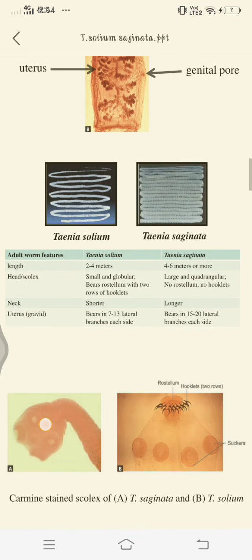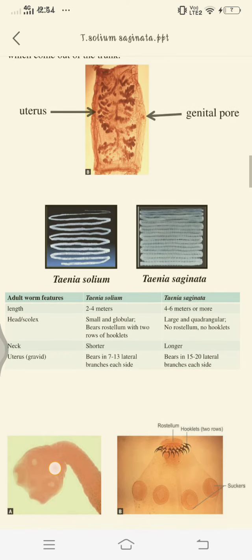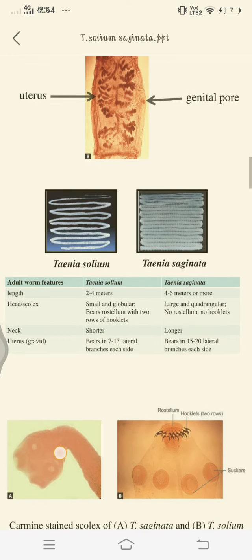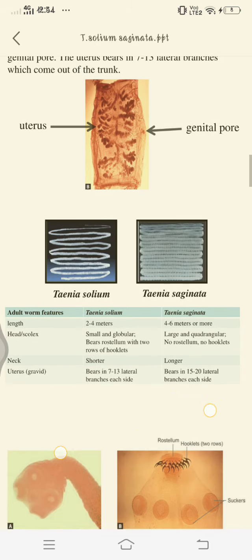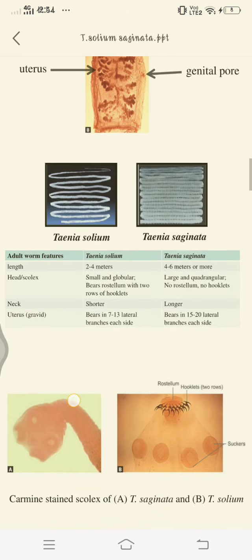So it bears 7 to 13 lateral branches on each side. As I said, it is important: 7 to 13 lateral branches. Here, 15 to 20 lateral branches are present in the saginata. So, branches on each side, both are present in the gravid segment only.